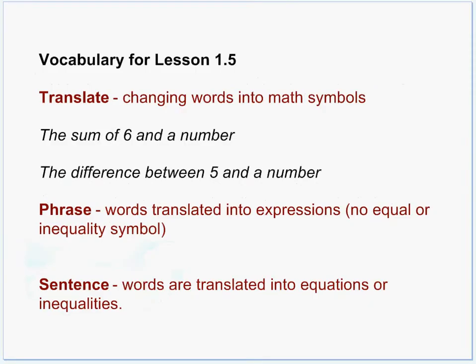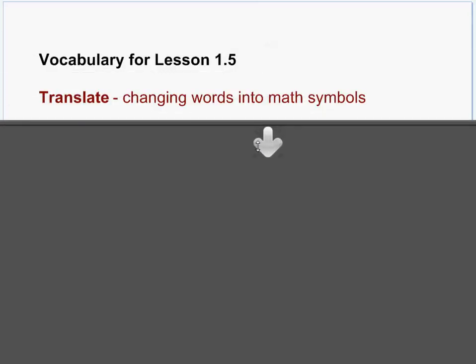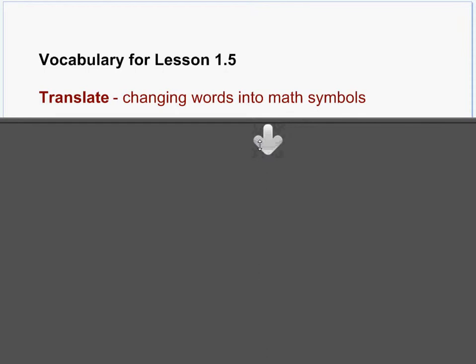So first, let's look at some of the key vocabulary terms. If you don't have these in your notes, you need to make sure that you get them in your notes. Our vocabulary for 1.5, the first one is translate. Translate is changing words into math symbols. It's just the same thing as if you have someone who speaks a different language and you're translating from Spanish or Dutch or French into English. We are translating from English into math.